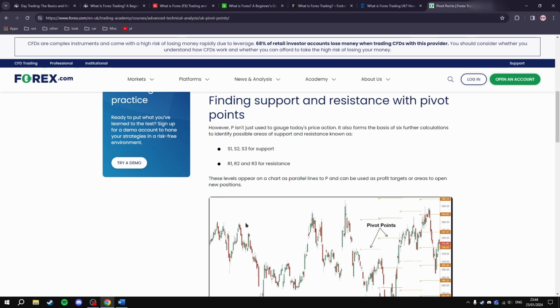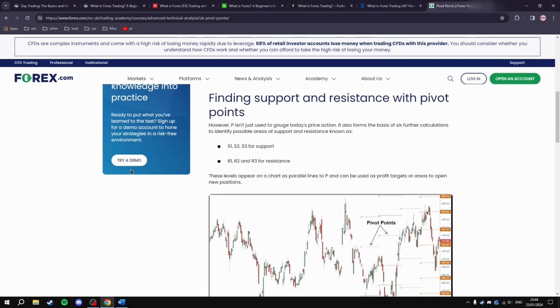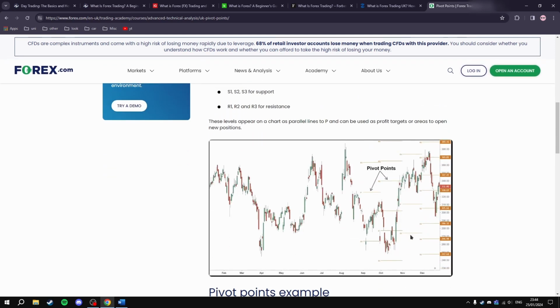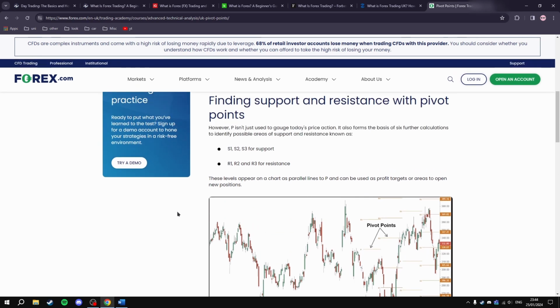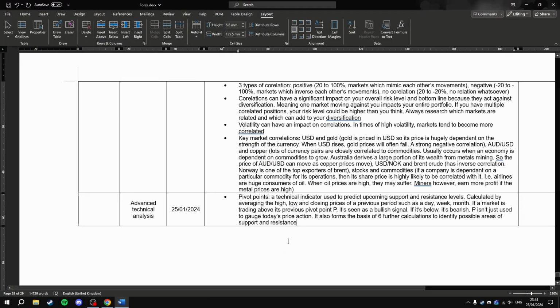These levels, S1, S2, S3, R1, R2, R3, appear on a chart as parallel lines to P and can be used as profit targets or areas to open new positions. For resistance.